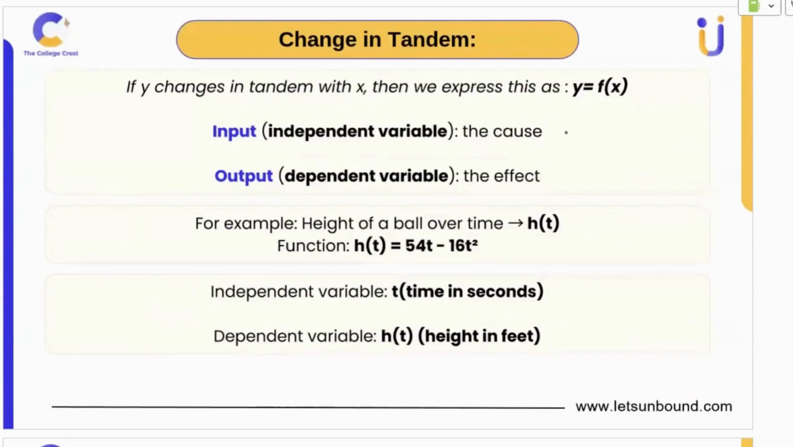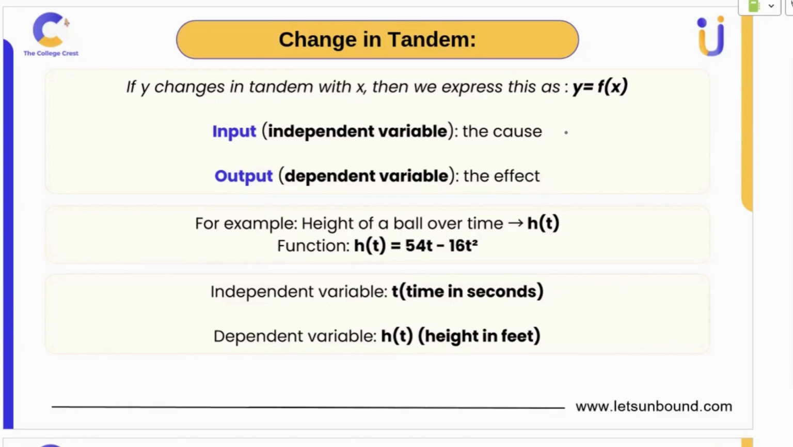Now, if a quantity y changes in tandem with another quantity x, then we express this as y equal to f of x. So here we know input and output. When you say a variable, you should be able to classify these two variables, which is independent and which is dependent variable. So independent is your input basically, and output, whichever comes for output, that is the dependent variable.